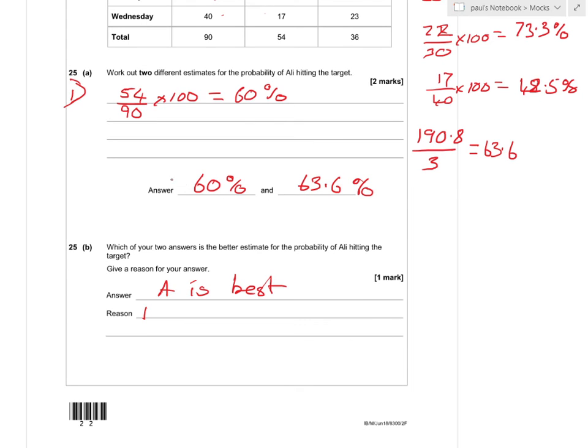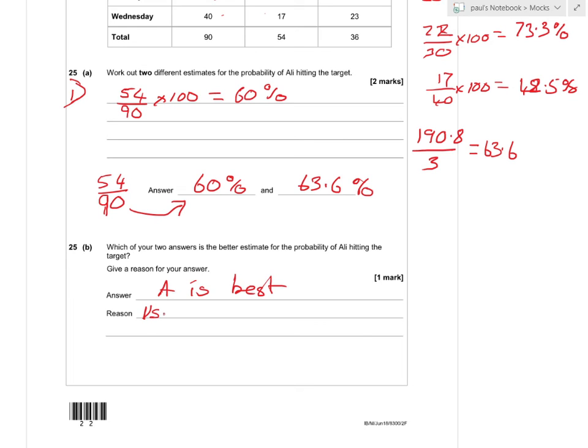It's just a bit crazy. I don't know whether I could have left that as 54 out of 90 for that one. Not bothered to make it a percentage, but a probability can be a percentage. I've got a 60% chance of doing something, yeah.